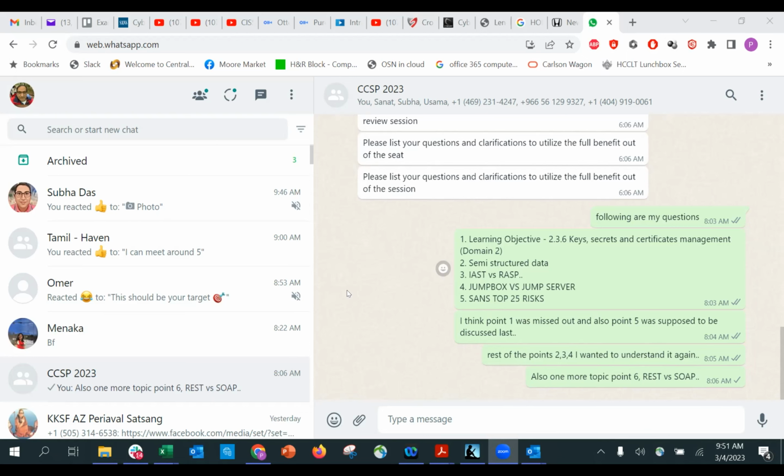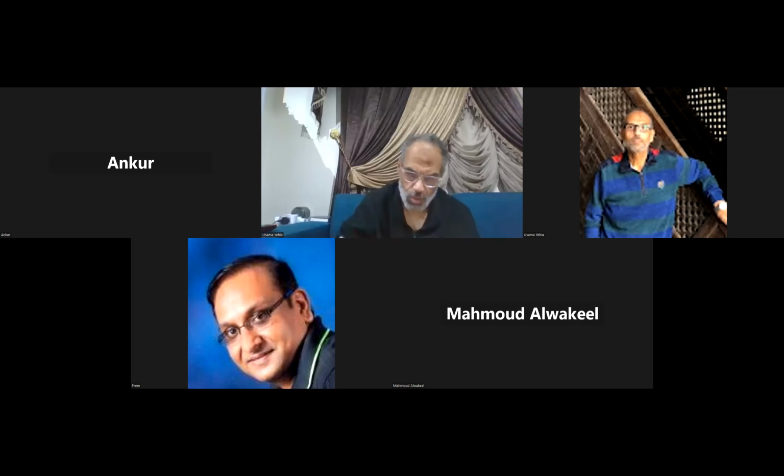Learning objective: keys, secrets, and certificates management. Yes, I think this is an important topic, and it is one of the topics which was newly added. Keys, secrets, and certificates management. I think we have to explain about the certificates, secrets, and keys. In general, it will be certificates. Okay, I will share my iPad, then I will be able to explain it to you.